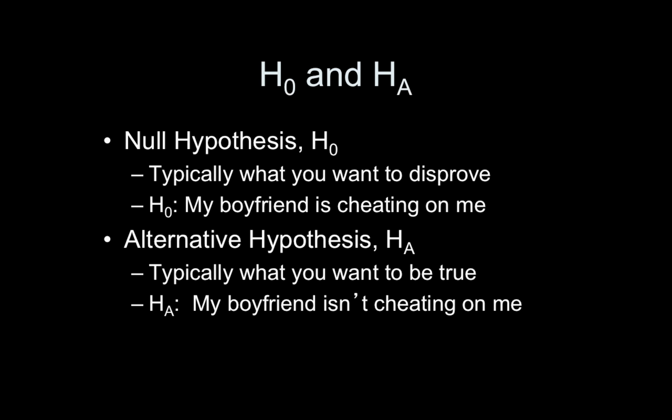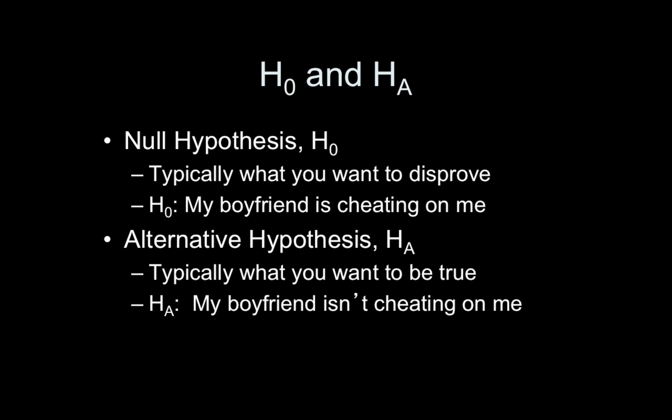So the null and the alternative. The null is typically what you want to disprove. So if I were running a test to see if my boyfriend was cheating on me, my null would be what I want to disprove. So I would hope he wasn't cheating on me, so that is my null. And the alternative is typically what you want to be true. So your alternative is my boyfriend isn't cheating on me.